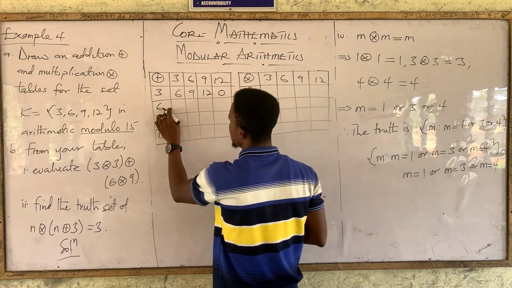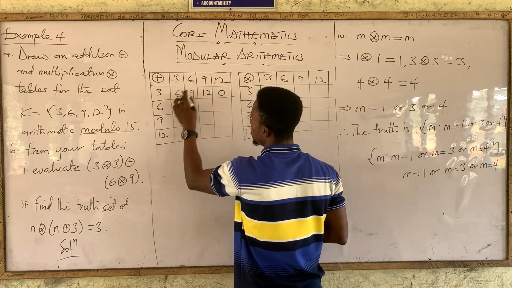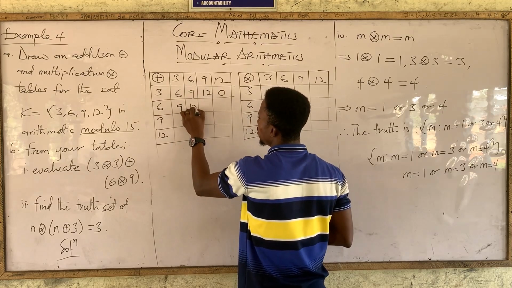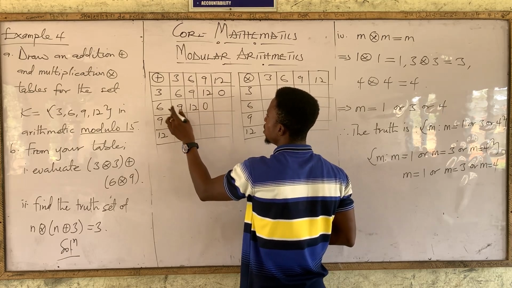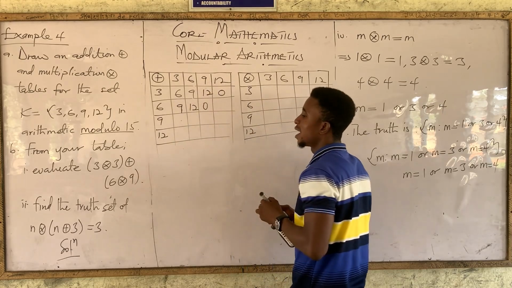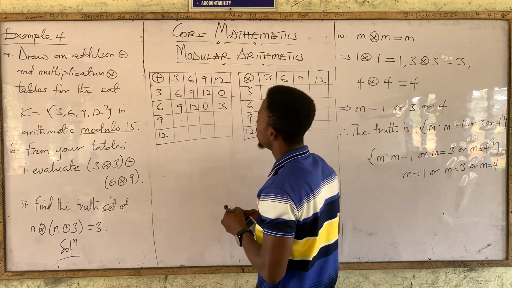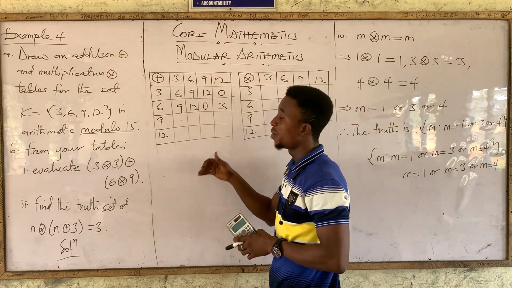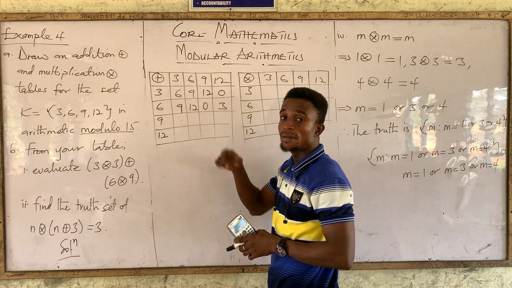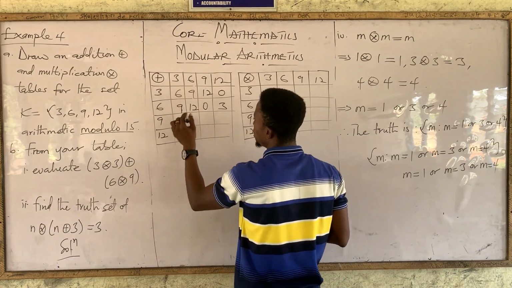Okay. Then 6 plus 3 is giving us 9. 6 plus 6 is giving us 12. 6 plus 9 is giving us what? 15. So 0. 6 plus 12 is giving us 18. 18 modulo 15 is what? 3. Okay. So 18 modulo 15 is 3. When you subtract 15 from 18, you get 3. Then I have 9 plus 6, which is what?